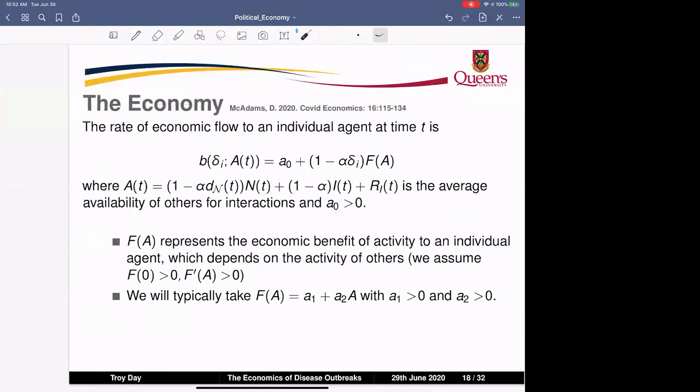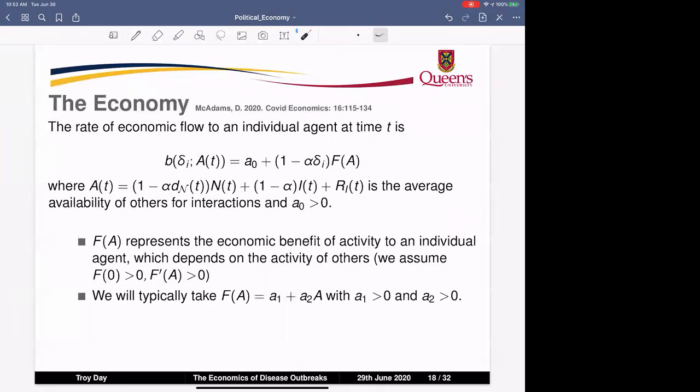So that's the epidemiology. Now I want to talk about the economics, and it's the economic part of this that people use as their incentive. So this is what they're going to pay attention to when they're making their decisions, or at least it's part of what they're going to pay attention to. So I'm going to define this function B, and that's the economic flow at any particular point in time to an individual that's making distancing decision delta at that time.